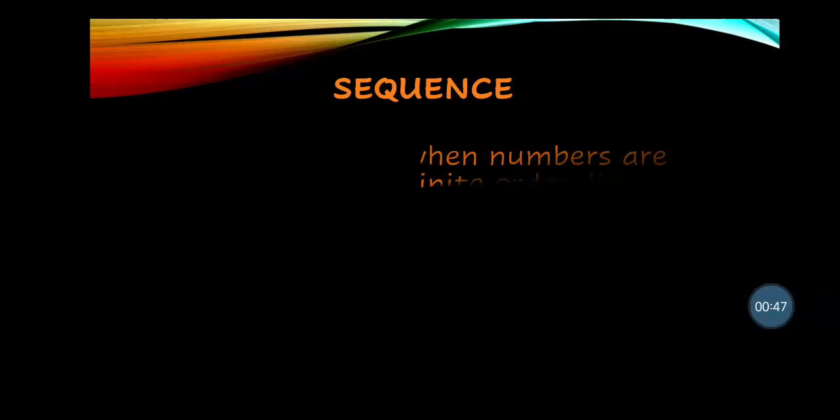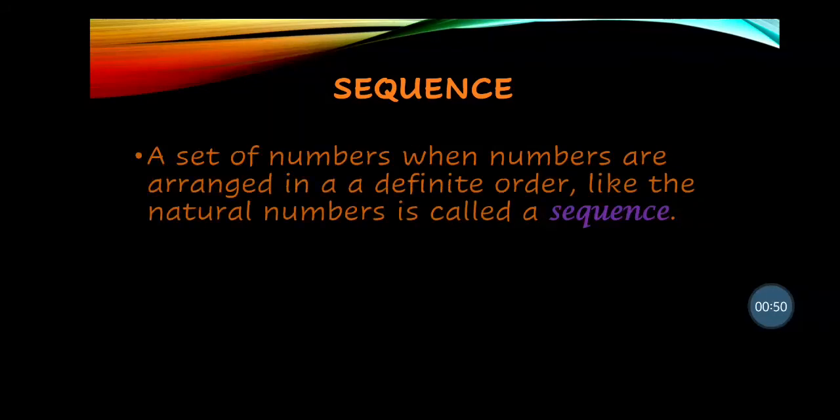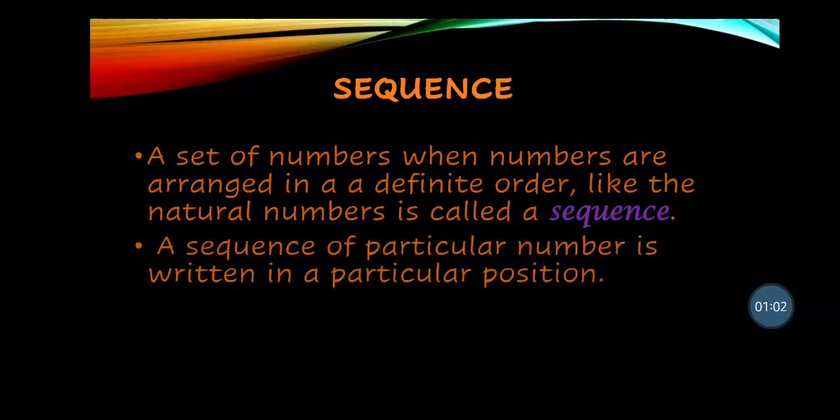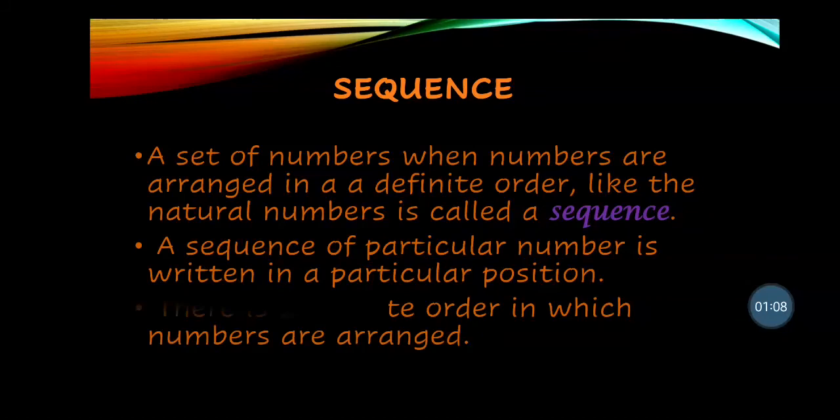Sequence. A set of numbers, when numbers are arranged in a definite order, like natural numbers, is called a sequence. A sequence of a particular number is written in a particular position. There is a definite order in which numbers are arranged.